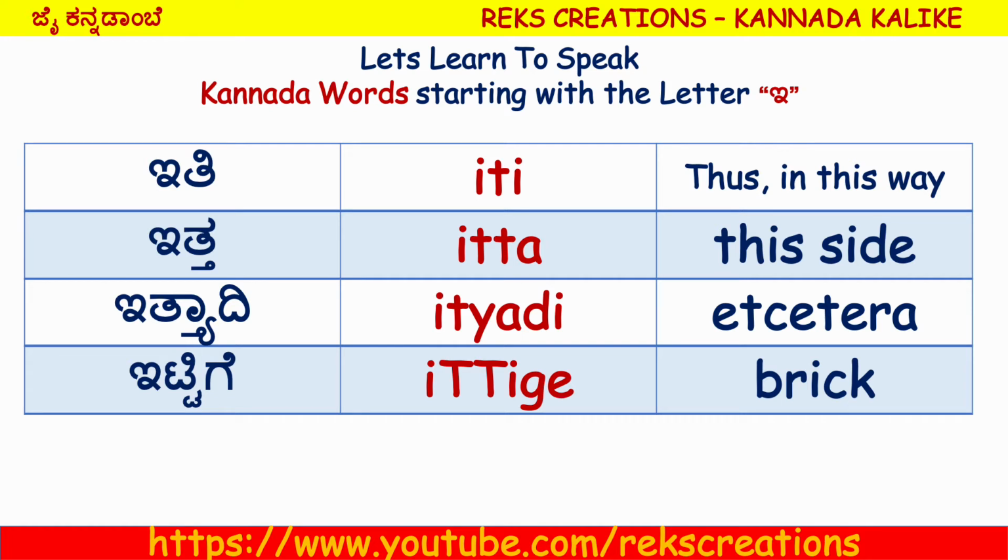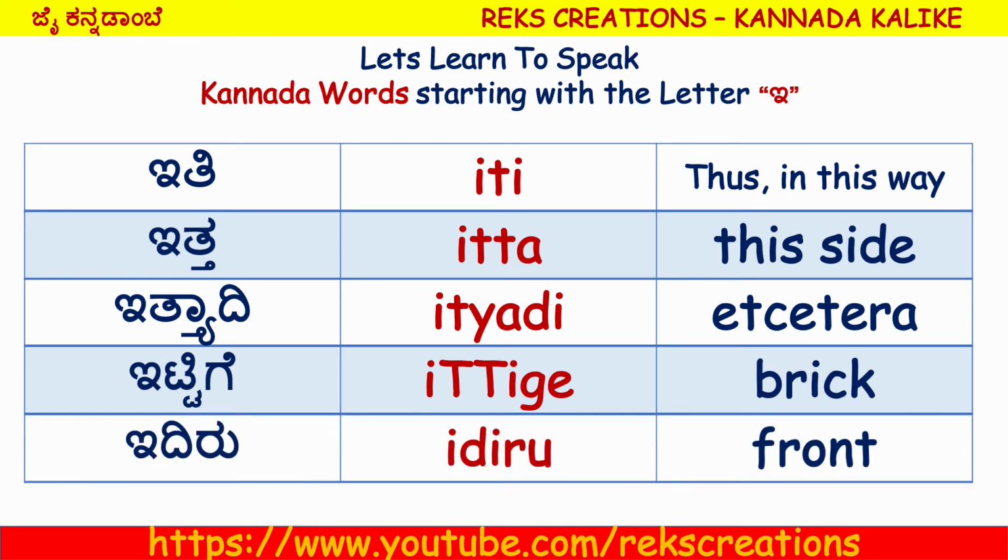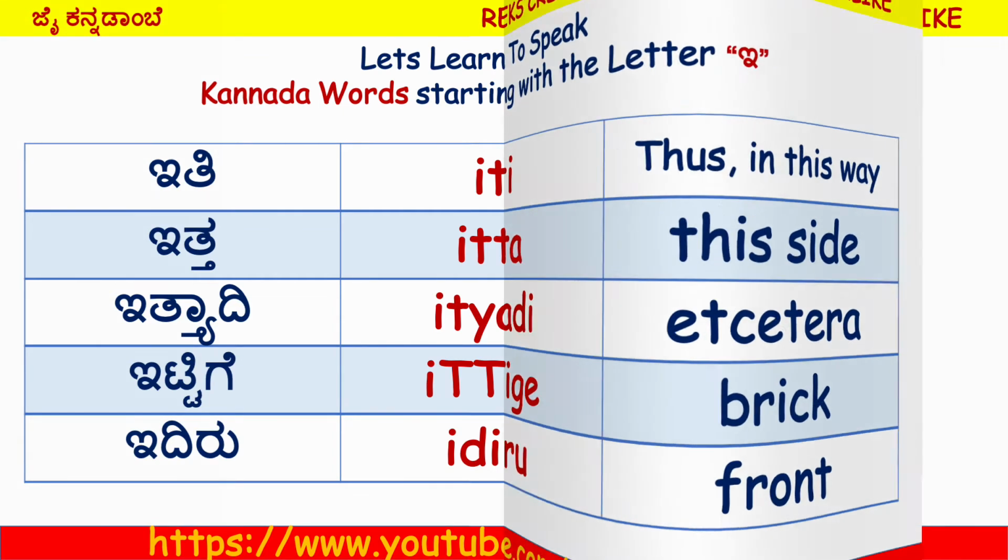Ittige. Ittige means brick. Idiru. Idiru means front. Let's move to next slide.